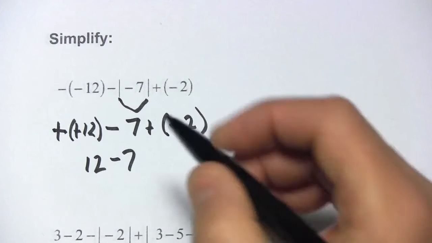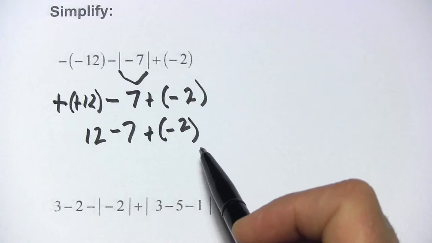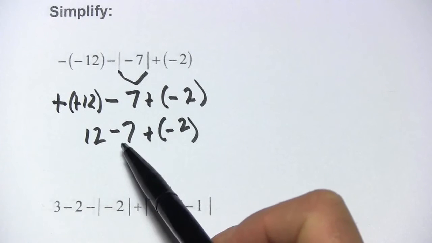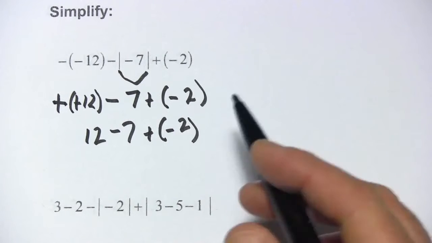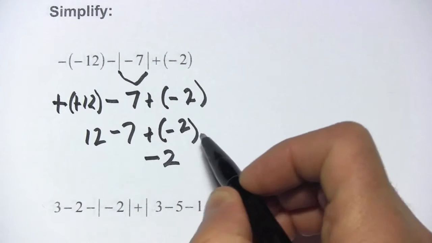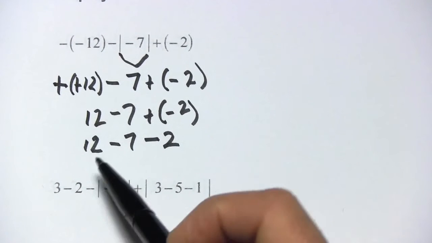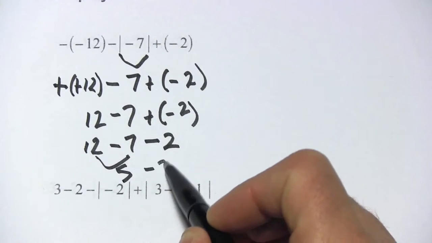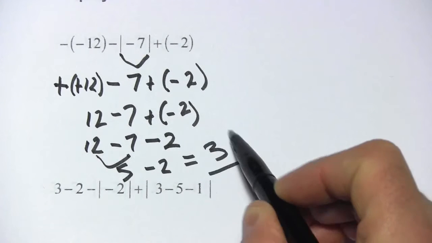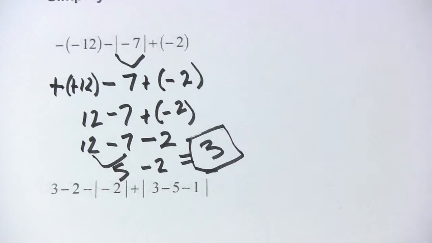I'm rewriting the whole problem again after doing one step. This is the way to really keep track. It's starting to look much simpler already. We have 12 minus 7, and then we have this plus a -2. Well, plus a negative is the same thing as just minus. So that's a -2, and I'll write the rest of the problem. Now we have 12 minus 7 minus 2. Well, 12 minus 7 is 5. 5 minus 2 is 3. So eventually, if you deal with that step by step, you get down to a pretty simple problem.